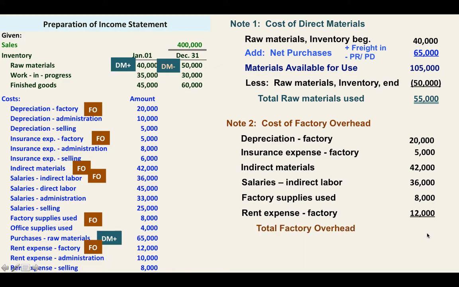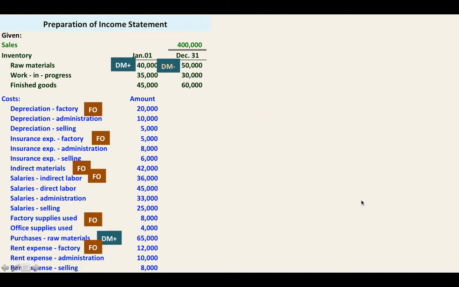We will total it to get the total factory overhead. Okay, so we have 123,000 as our total factory overhead. Okay, let us move on.